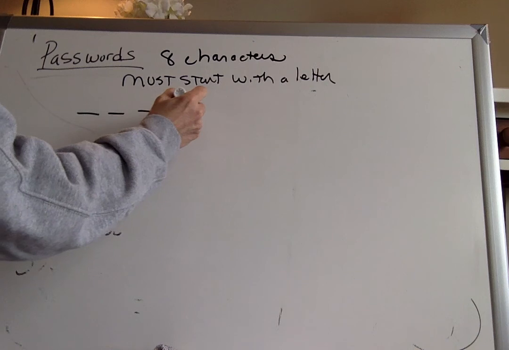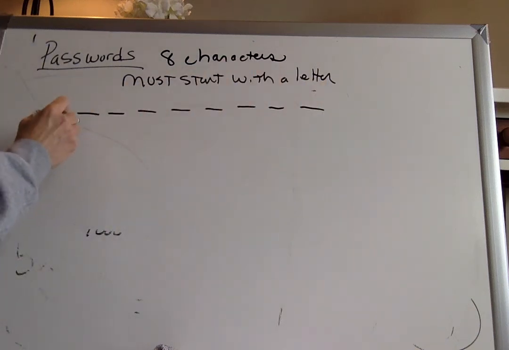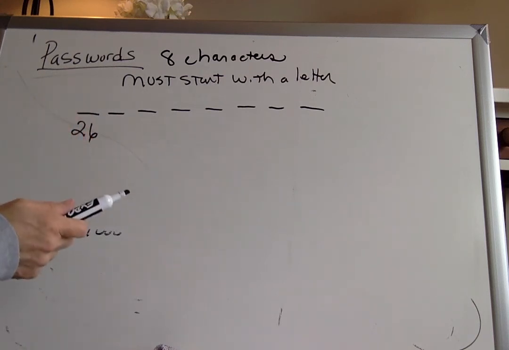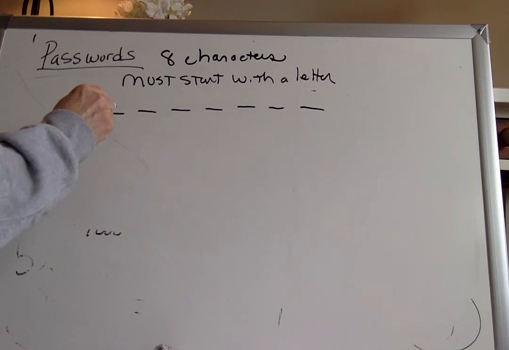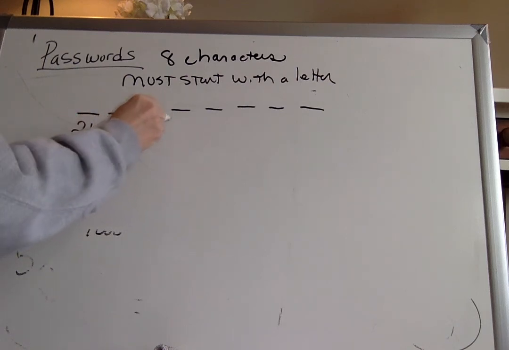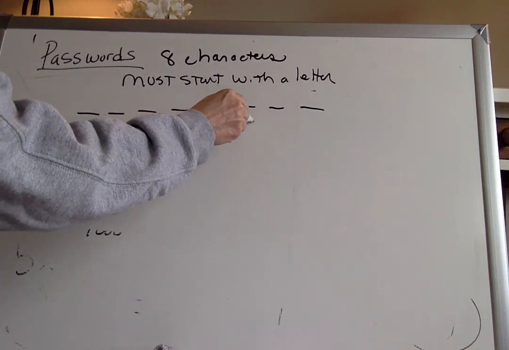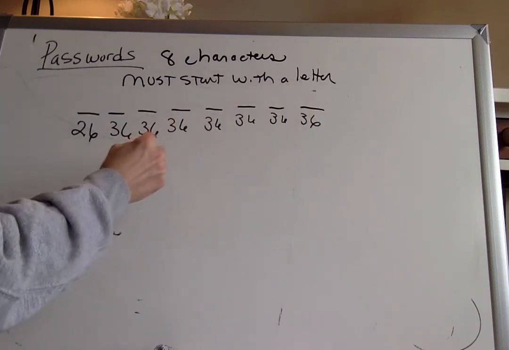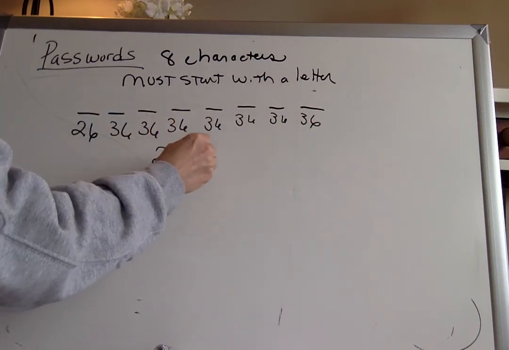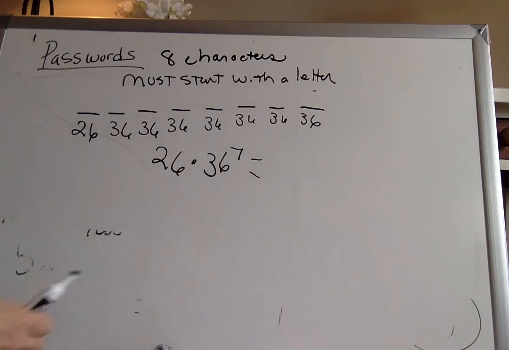1, 2, 3, 4, 5, 6, 7, 8. The first has to be a letter. Now there are no other restrictions. So 26 letters in the alphabet, 10 digits. So these are 36. So 26 times 36 to the 7th power.